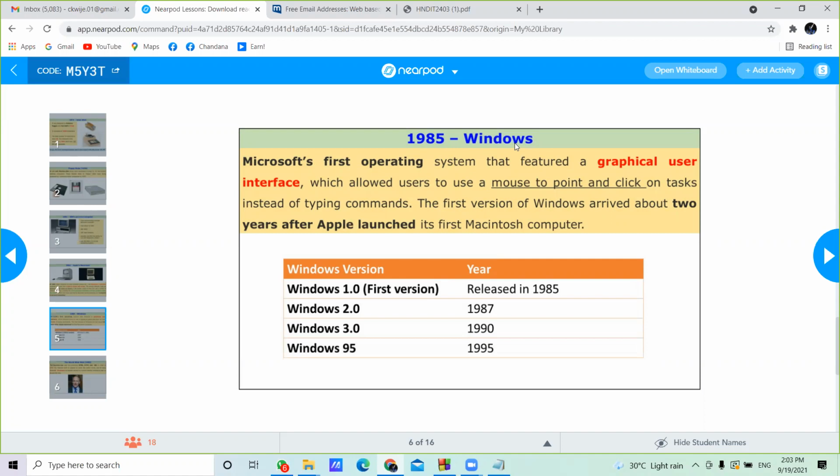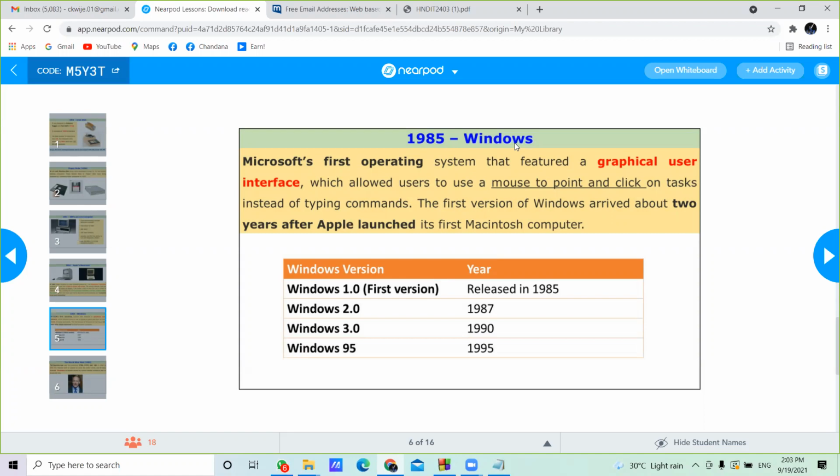Here in the table, you can see some of the versions from the beginning. The first version of Windows is Windows 1.0, released in 1985. Then there are some other versions also available. In 1987, Windows 2.0, in 1990 Windows 3.0, then in 1995 Windows 95. Those are some popular Windows versions available at that time.